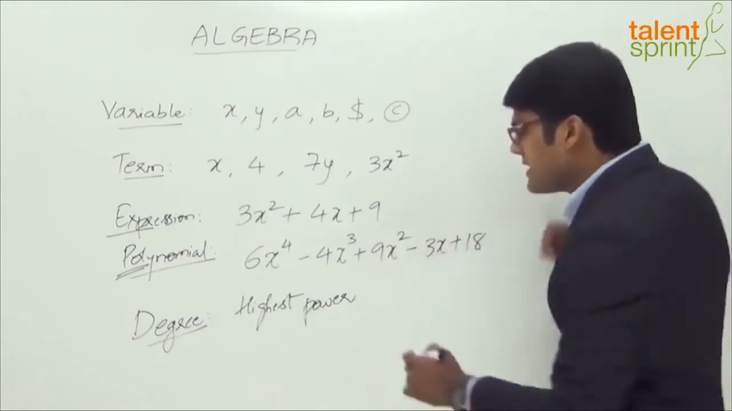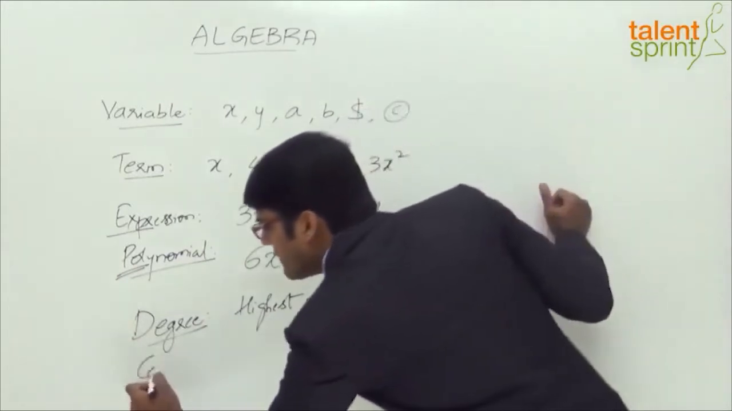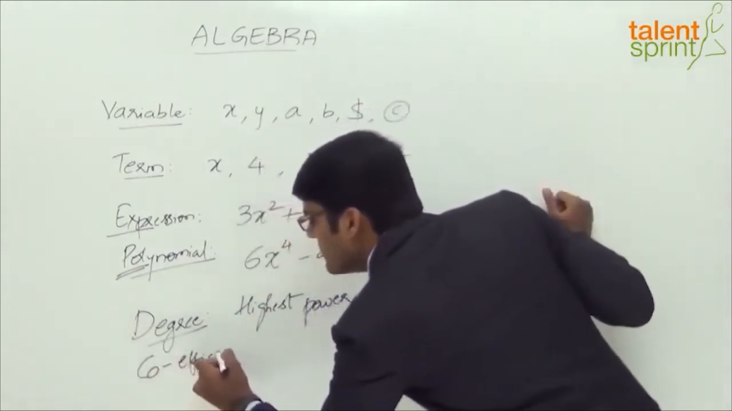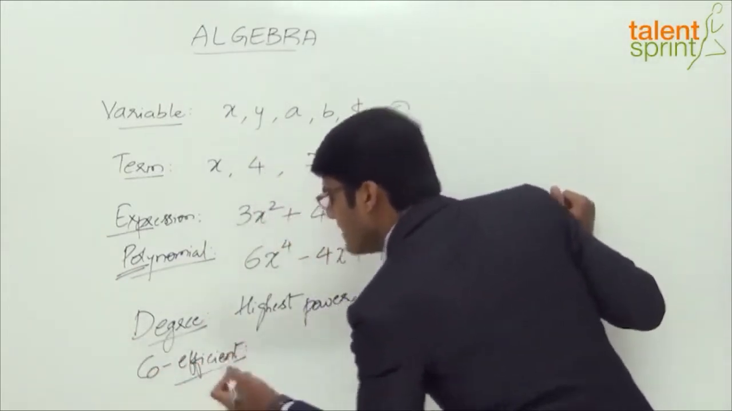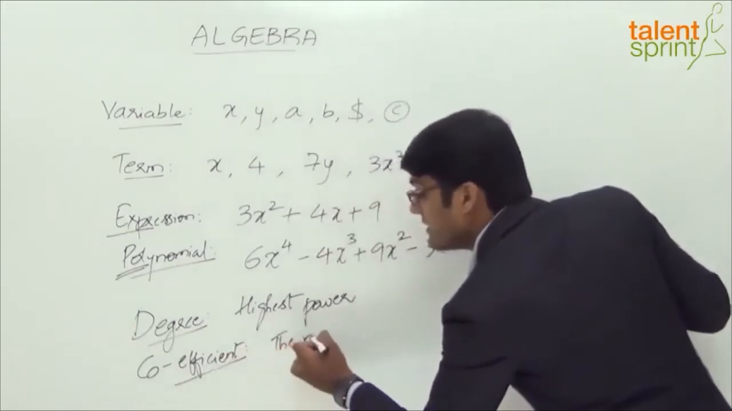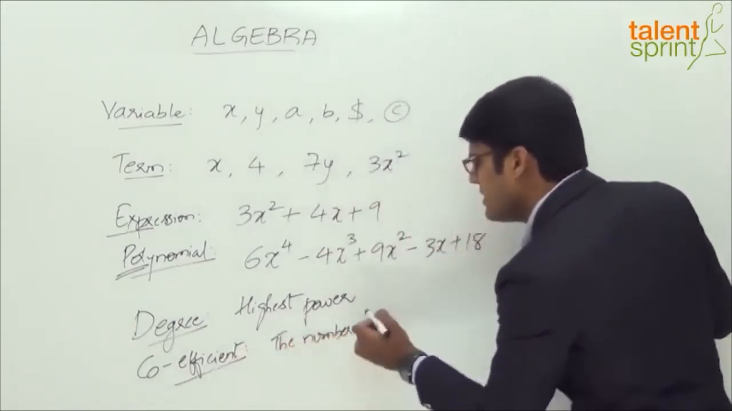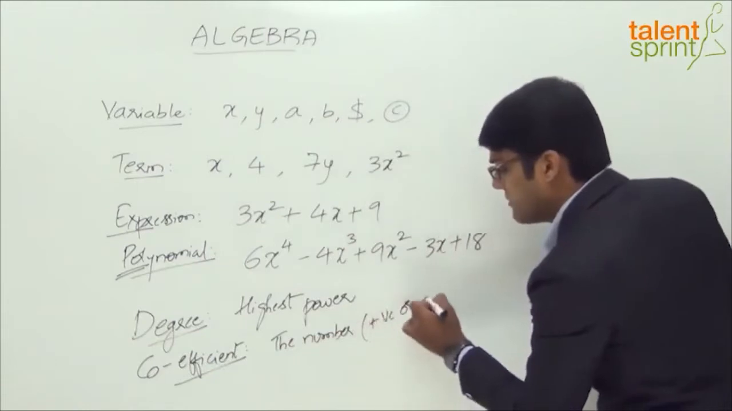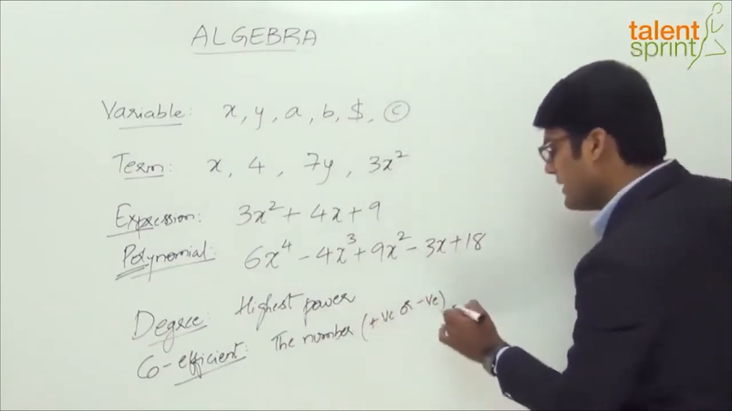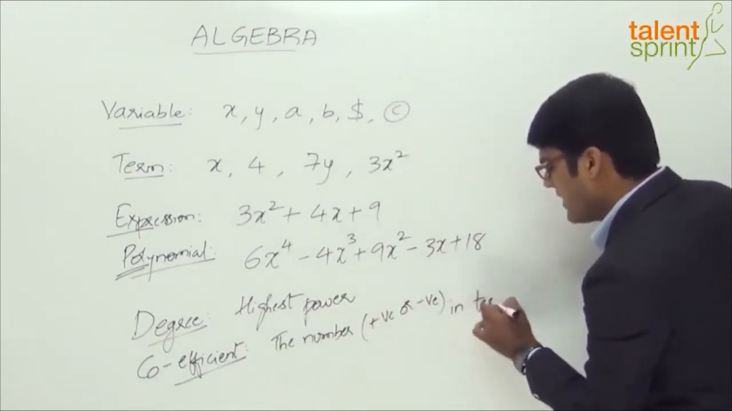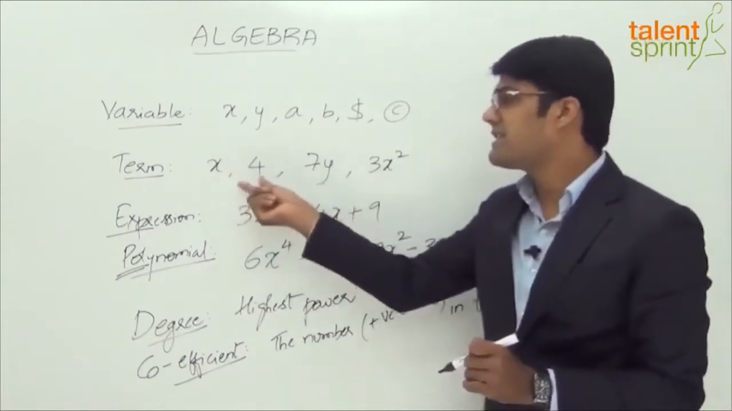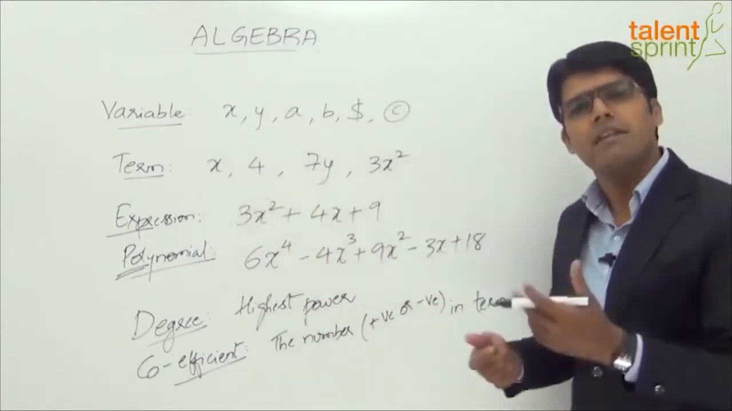So in simple words, what is a coefficient? It is a number in a given algebraic term, right? The number, the constant value. It can be a positive or a negative number in the algebraic term, right? Now what is a term? These are terms, right? These are the examples of terms. It can be a variable or a number.